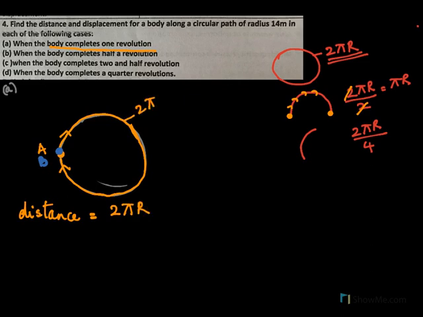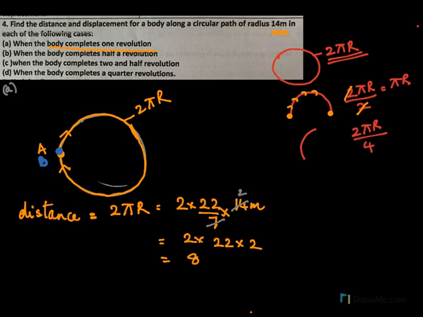This is 2 pi r, which is 2 into 22 by 7. In this case, the r is given as 14 meters. When you cancel this out, you have here 2. So this answer would be 2 into 22 into 2, and that would be 88 meter.